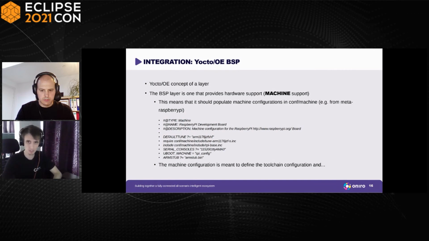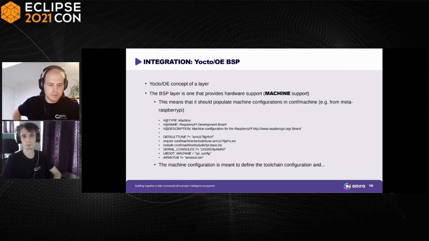So I have here an example of meta-raspberrypi, which is a BSP layer for the Raspberry Pi family of boards. So you can see here there is a bit of boilerplate, you have type, name, and description, and it starts by defining as well later the default tune, which is the configuration of the toolchain. It also sets the serial console, so you have the device node and the baud rate.